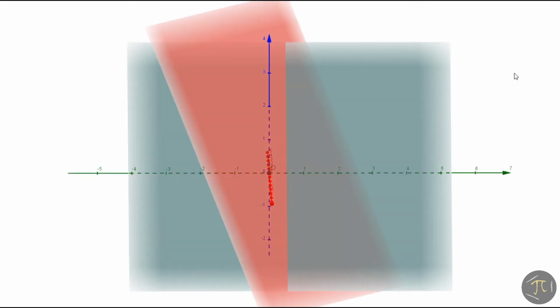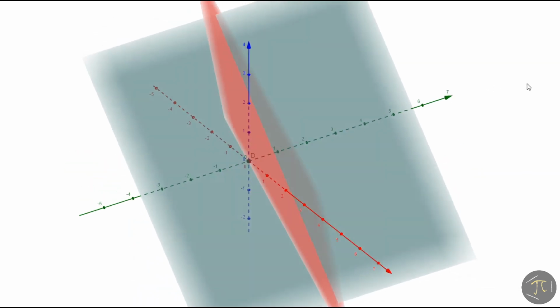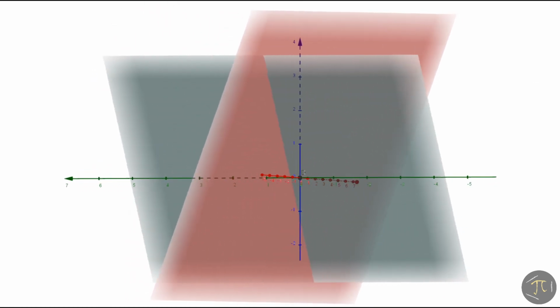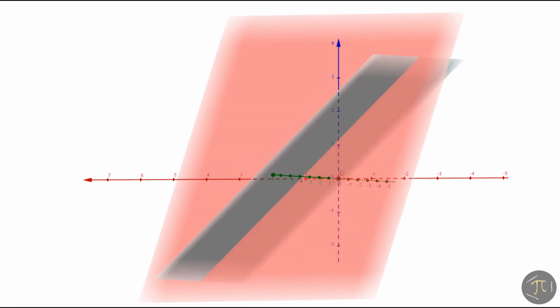Now if I add the previous plane x plus z is equal to 1 into the picture, we can see that these two planes intersect in a line. It is the same line that we just derived algebraically. Let's get back to our blackboard.